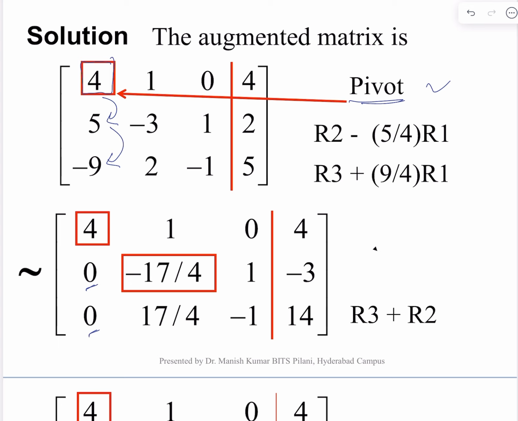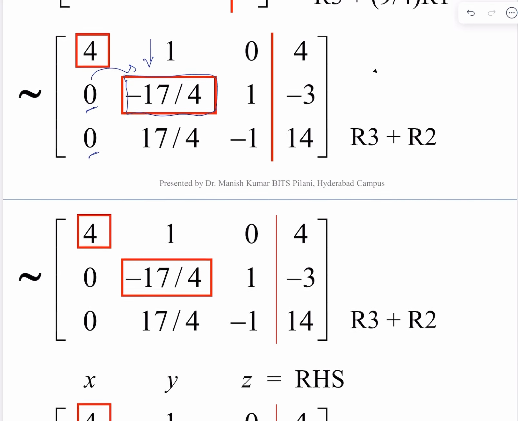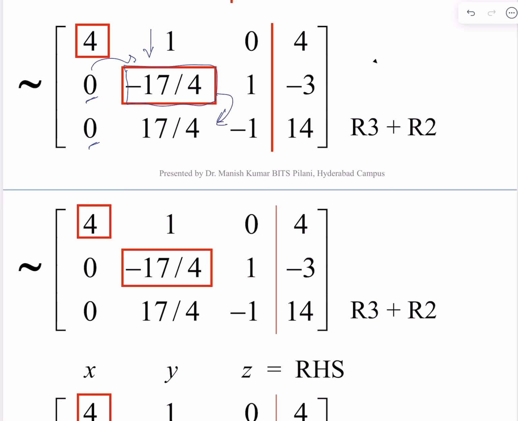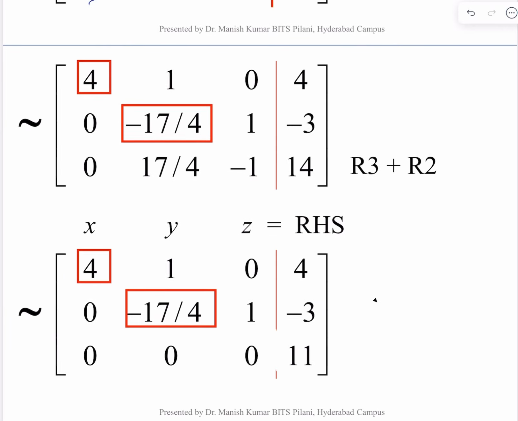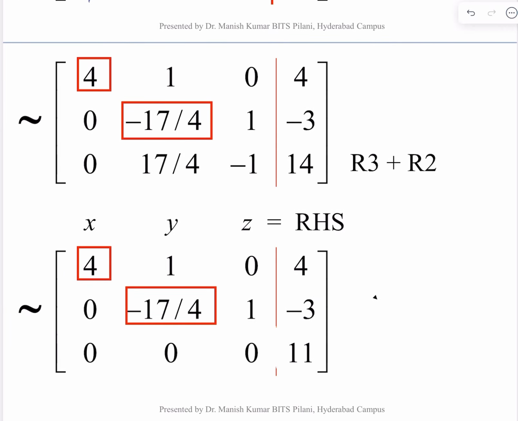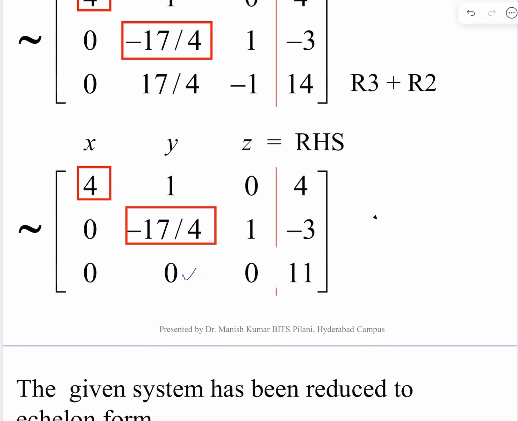Now we move to the next row, next column, and the row below. The element below is itself non-zero. So we just have to add this element to get the 0 below the pivot entry, right? When we add this, we get 0 here. So now this matrix is reduced to echelon form.